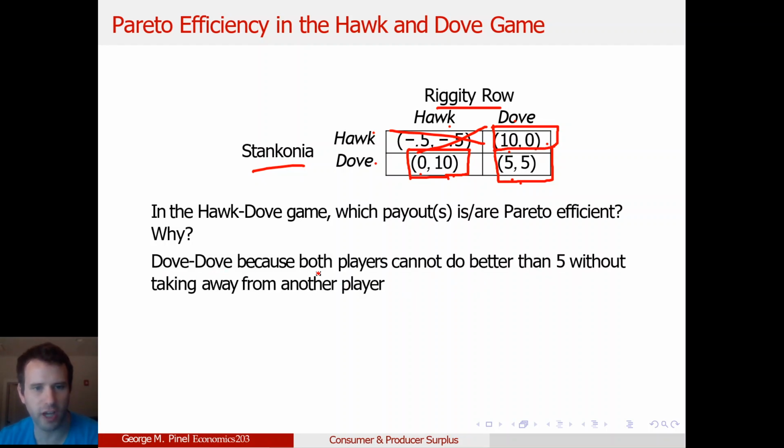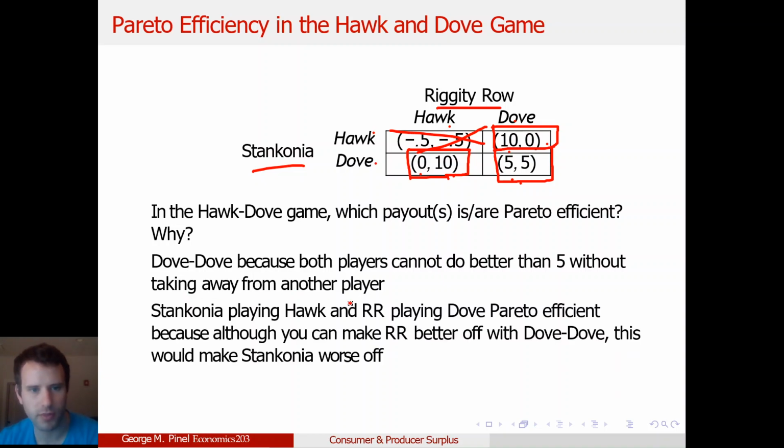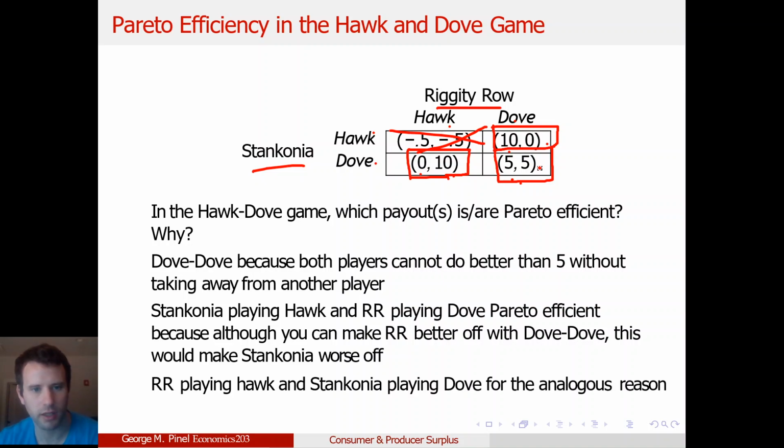Okay. In short, Dove Dove, because both players cannot do better than 5 without taking away from another player. Stankonia playing Hawk and Riggedy Row playing Dove, that's this one here, is Pareto efficient because although you can make Riggedy Row better off with Dove, this would make Stankonia worse off. Okay. And the same thing over here.